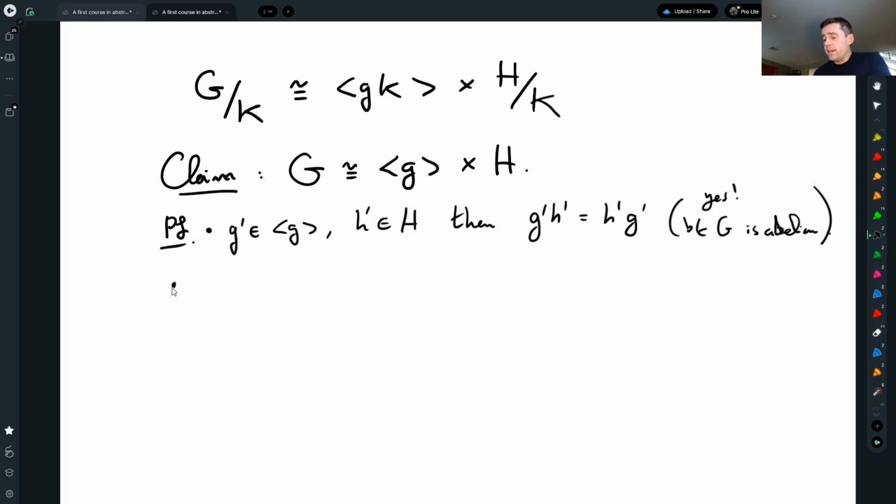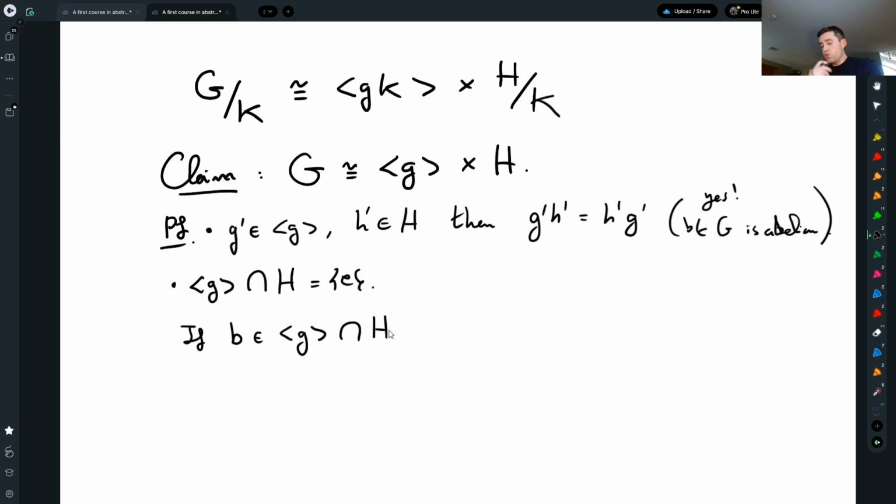The next thing I need is to prove that the intersection of the two is just trivial, is the identity. So how do I check that? Well, suppose that I have something in the intersection of the subgroup generated by g and H.